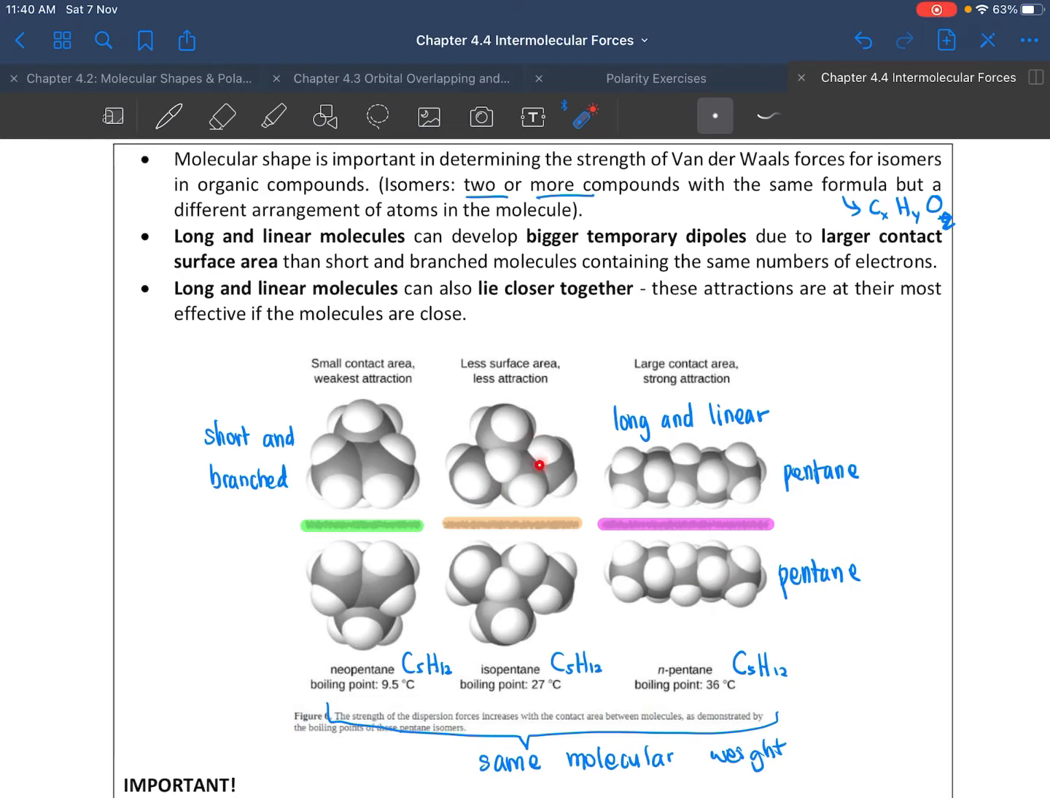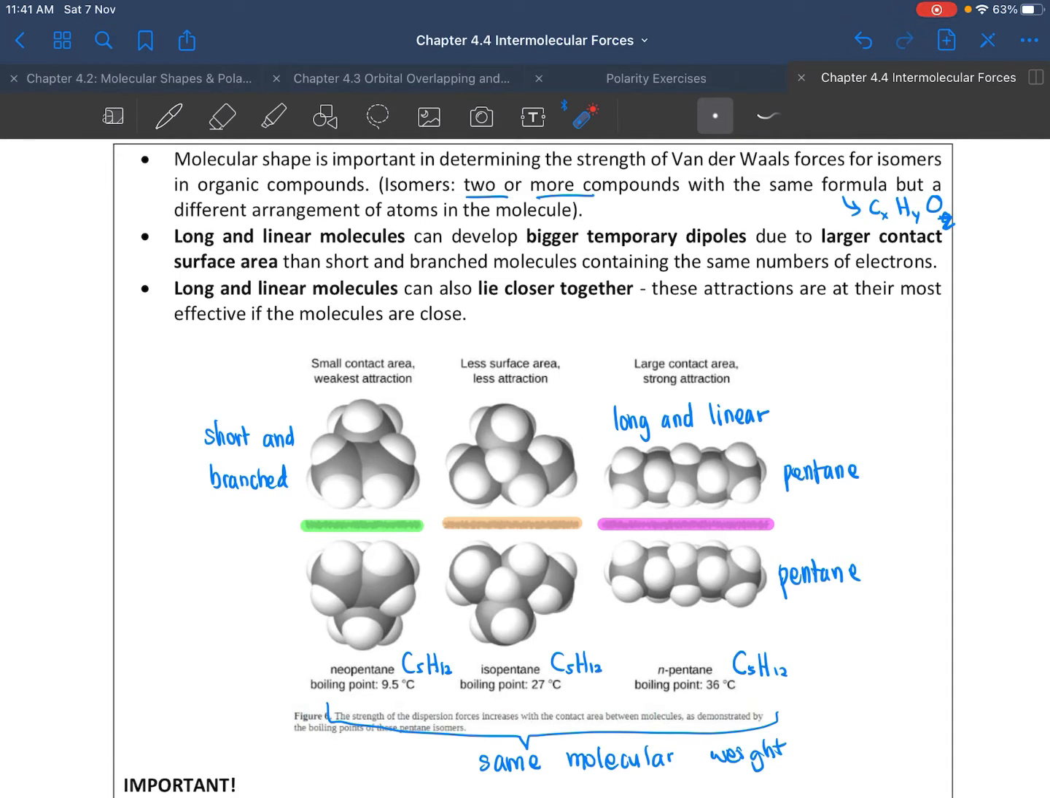Tapi kalau untuk benda yang dah start ada branch, dia tak boleh nak duduk close together sangat sebab dia branch tu menghalang dia untuk duduk close together. The same for this one, dia tak boleh duduk dekat-dekat sebab branch tu menghalang. Okay, tapi apa signifikannya kalau molekul tu boleh duduk dekat-dekat? So dekat sini dia kata attraction are at their most effective if the molecules are close. That means kalau lagi dekat molekul pentane and pentane tu, lagi kuatlah attraction dia. Okay, macam magnet lah.